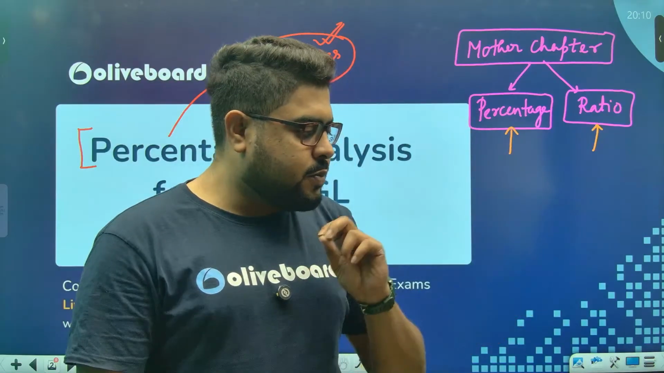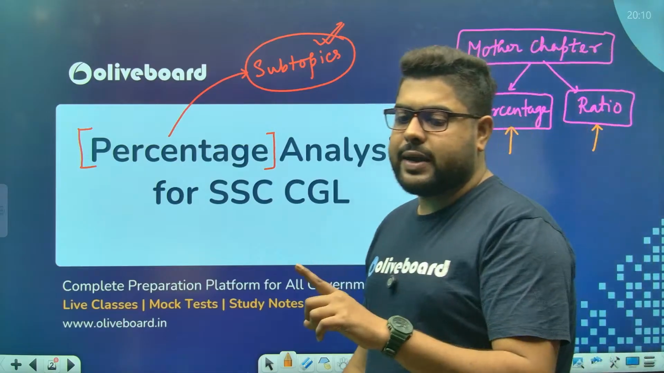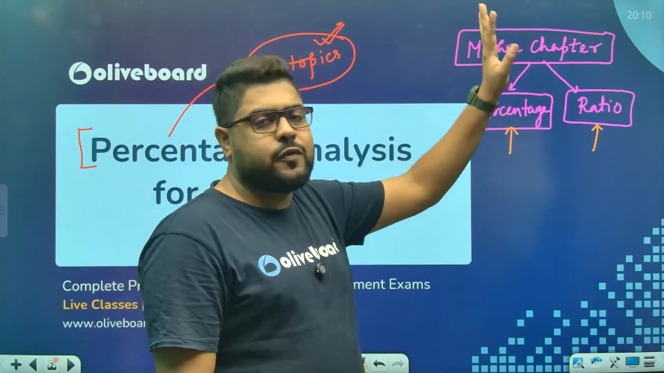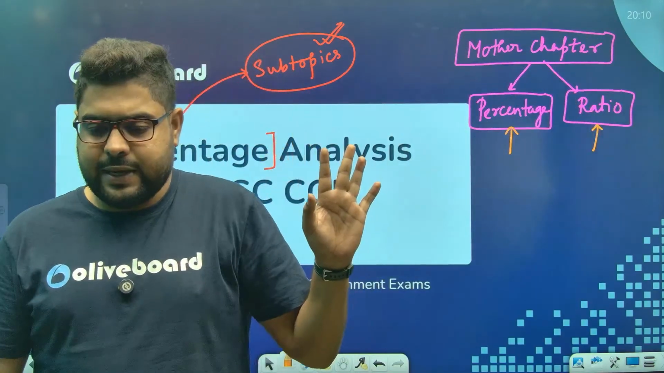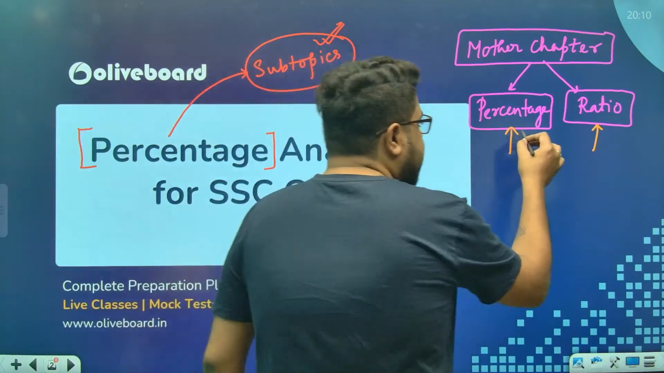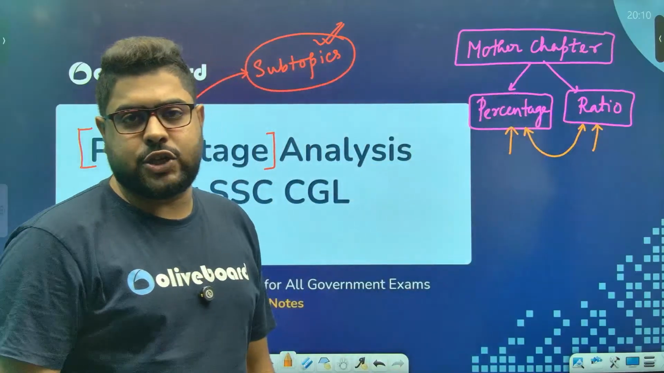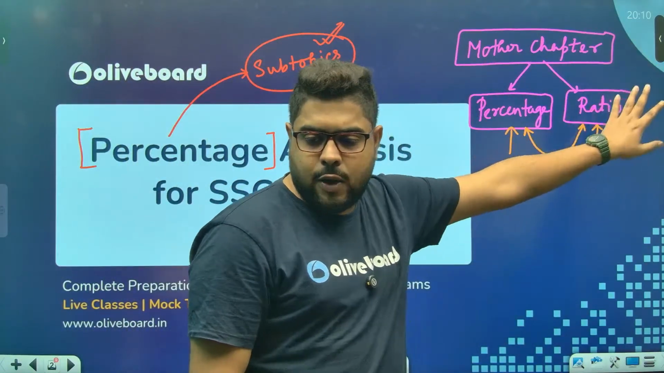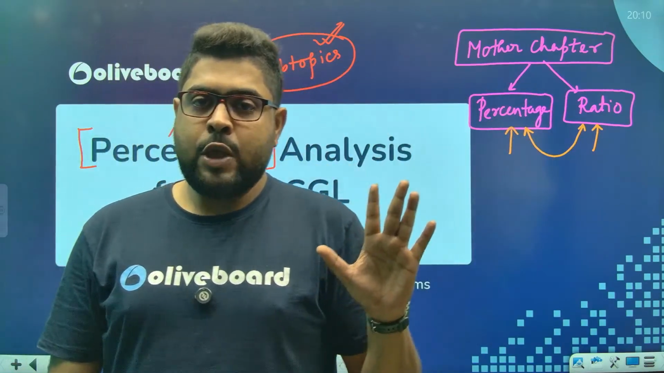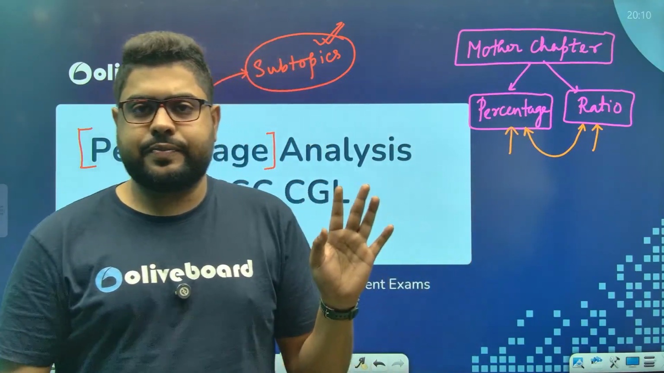So my first and foremost advice is, whenever you are preparing for arithmetic, these two should be your first couple of chapters. And one most important thing: understand very well the interrelation between percentage and ratio, how to go from one to the other and vice versa. Both are very important, not only for this chapter, but for your entire arithmetic section.